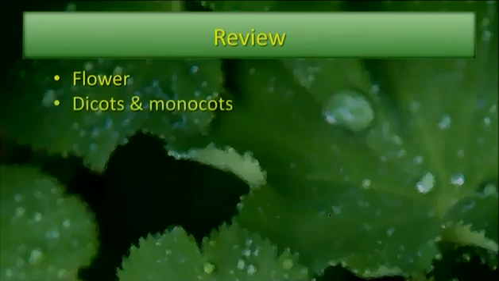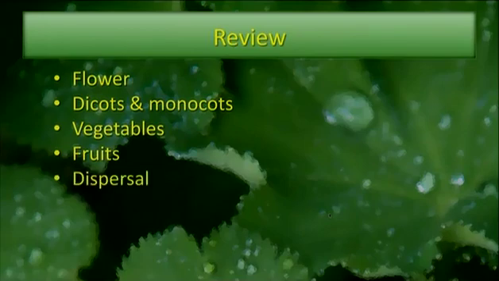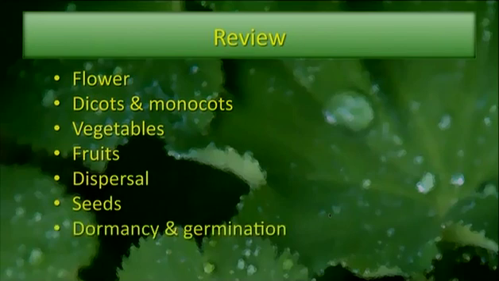Now let's review what we went over. We talked about the flower and its function and the flower and its parts. We talked about dicots and monocots, a reprise. We talked about fruits and vegetables. We talked about dispersal of fruits and seeds. And we talked about dormancy and germination.